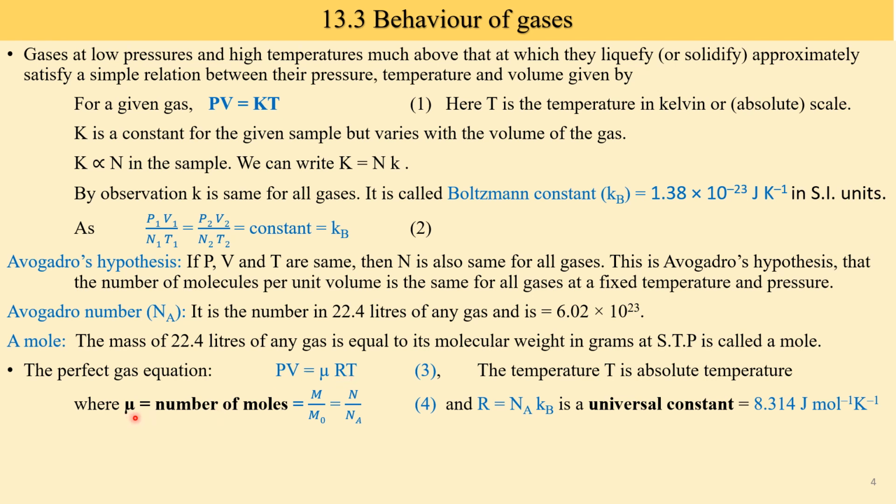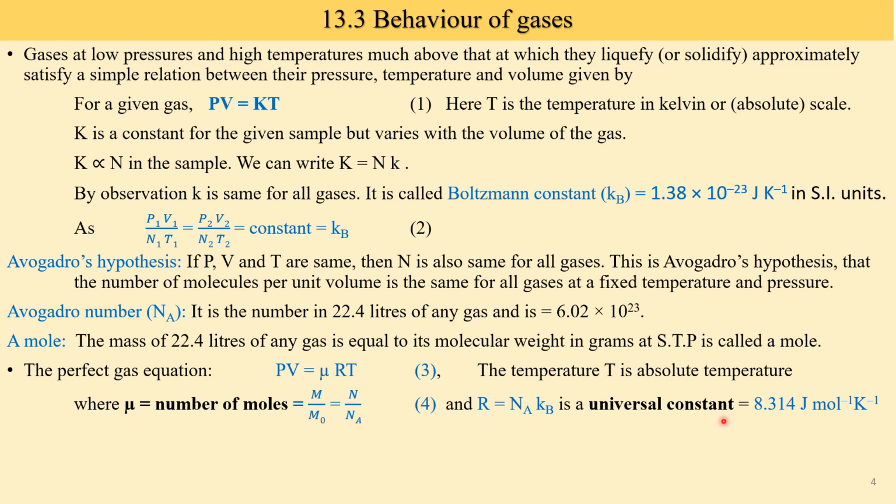So here mu equals the number of moles, that is equal to M by M naught equals N by Na. Let it be equation 4. Here R is equal to Na into Kb. Na is the Avogadro number and Kb is the Boltzmann constant. So R is a product of the Avogadro number and the Boltzmann constant, and it is called the universal gas constant.